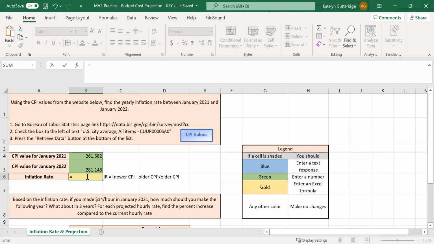So we want to start with that equal sign, open those parentheses, click on that newer CPI value, type your subtraction, click on that older CPI value, close the parentheses, type that division, click on the older CPI value, and then hit enter. This should represent a percentage. So it should come out as a decimal, and it should be less than 1. After you get it out, you want to format it as a percentage.